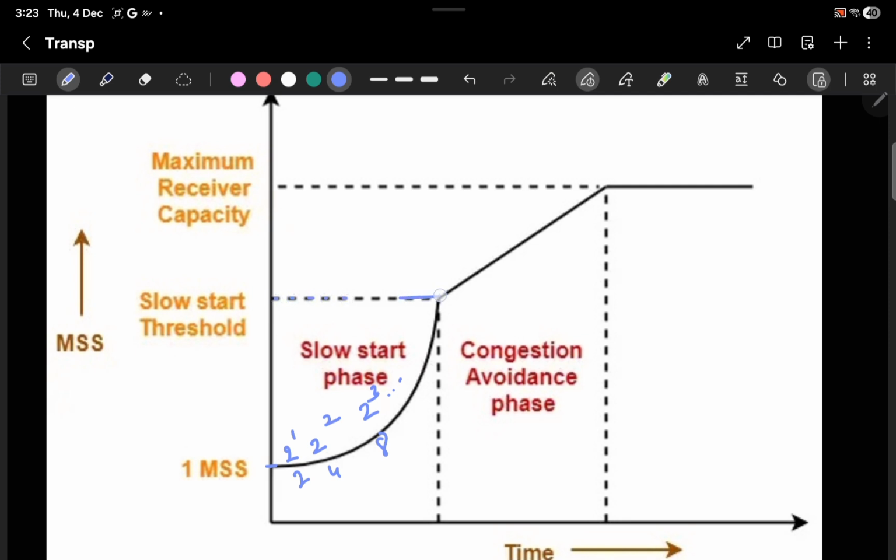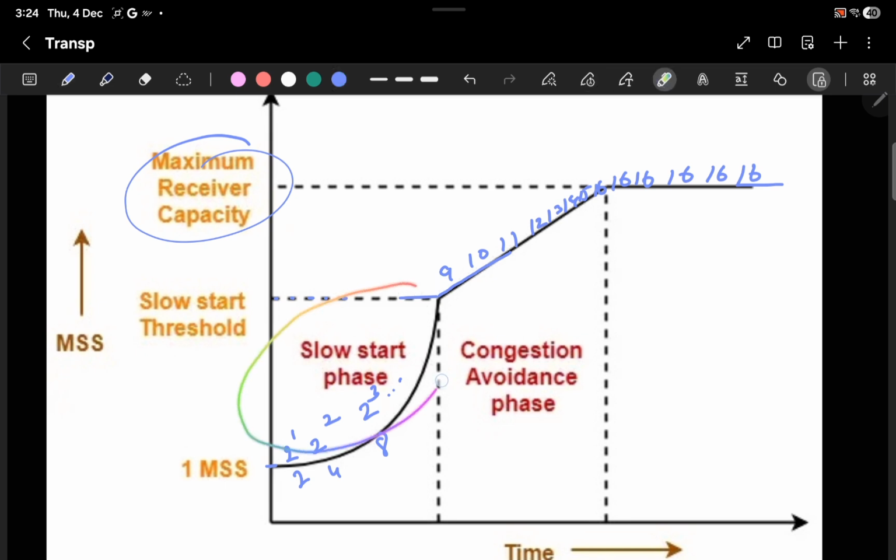Then once it hits the threshold, for example this is where it hit the threshold, after that it will increase linearly, like 9, 10, for example the threshold is 8, then 11, 12, 13, 14, 15, 16. When it reaches the maximum size, it will keep on sending the same 16, the maximum receiver size, 16, 16, 16 constantly. This phase is called the slow start phase, this phase is called the congestion avoidance phase, and this is where the maximum receiver capacity is met. So this is what we have seen till now.